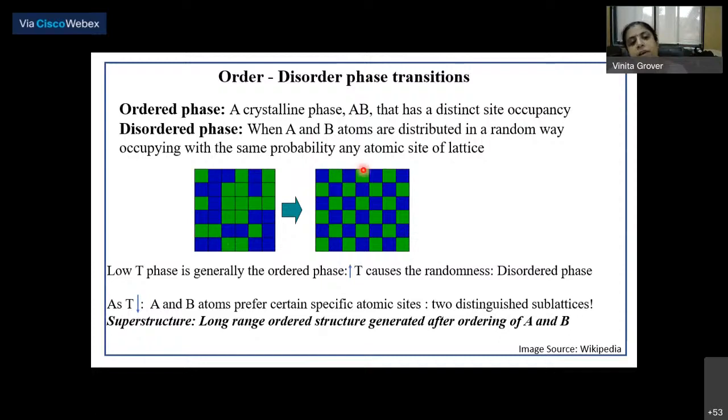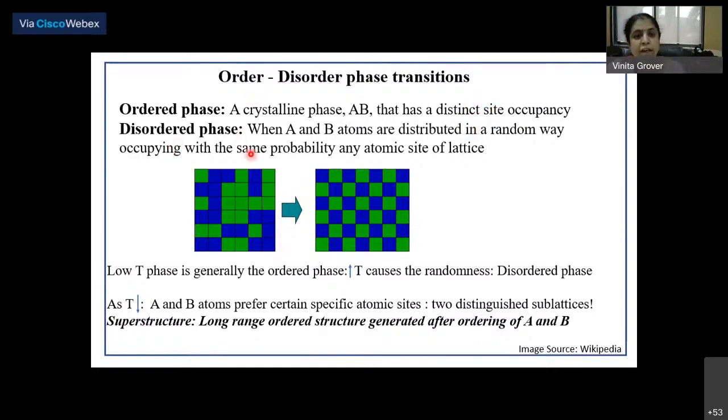Okay. If you have the power, you will be able to see it anyway. My point is, suppose you have a unit cell and those unit cells are joined together three-dimensionally. If in this particular unit cell, A is at the corner and B is at the body center, and in the next unit cell also A is at the corner, B is at the body center, and that repeats three-dimensionally, then that is called ordering. That is, A and B have got distinct site occupancy.